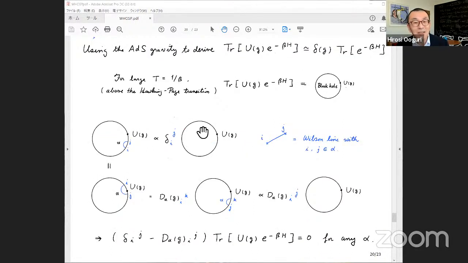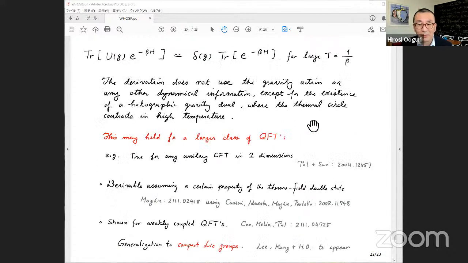But we didn't use very much about the bulk theory. For example, it doesn't have to be precisely an AdS Schwarzschild black hole. The only thing we used is that this boundary circle is contractible. So this doesn't seem to depend on very detailed dynamical information, except for the holographic dual where the thermal circle contracts at high temperature. So this may hold for a large class of quantum field theories. That was a conjecture we made in our paper.